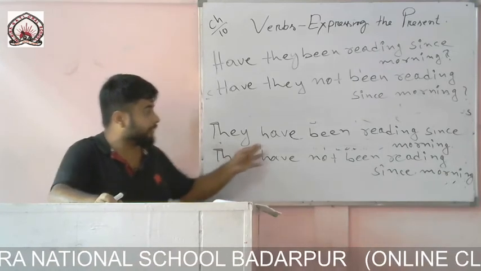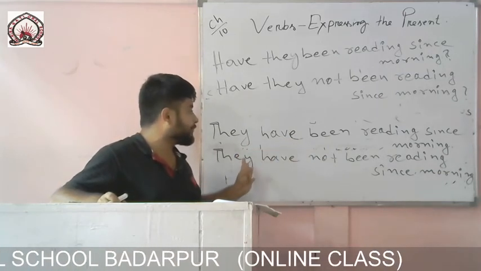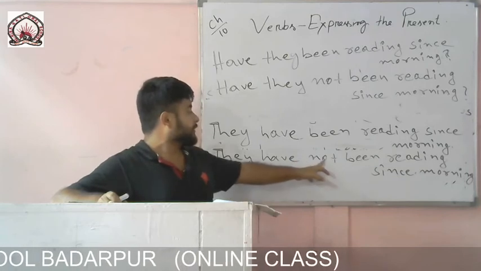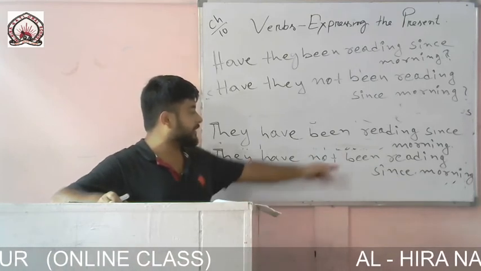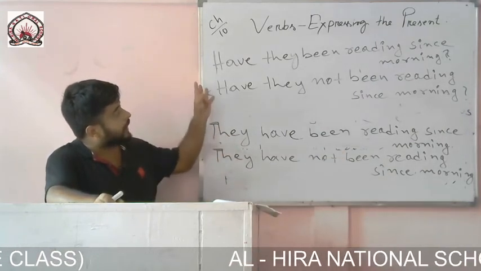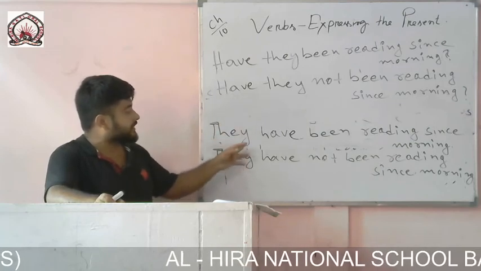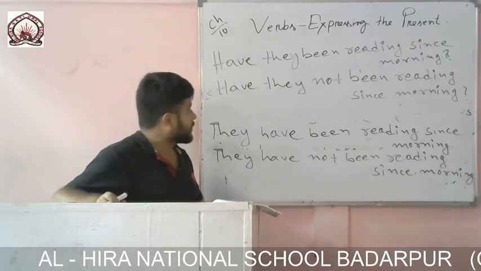Remember this. They have been reading since morning. This is affirmative. They have not been reading. What I have done? I have put not between the auxiliary verb have and been, not been reading. Then how have I changed it to interrogative? Just I have brought the auxiliary verb have at the beginning. Have they been reading since morning?